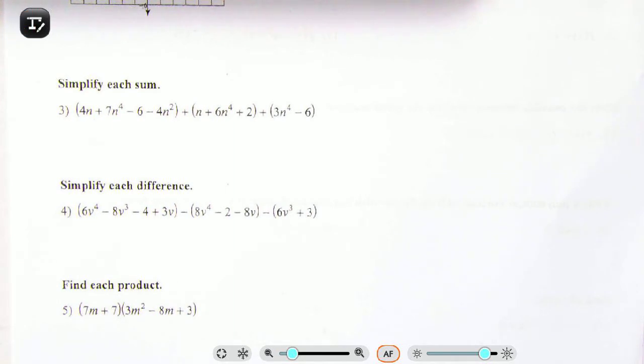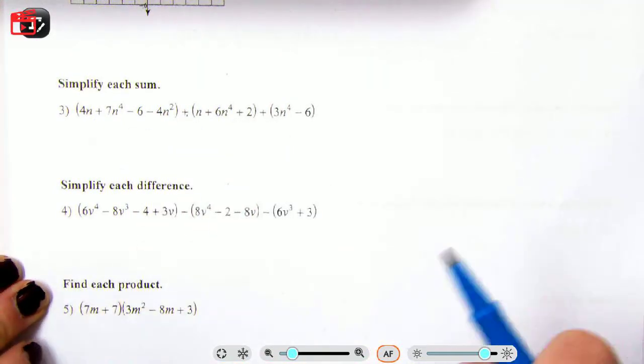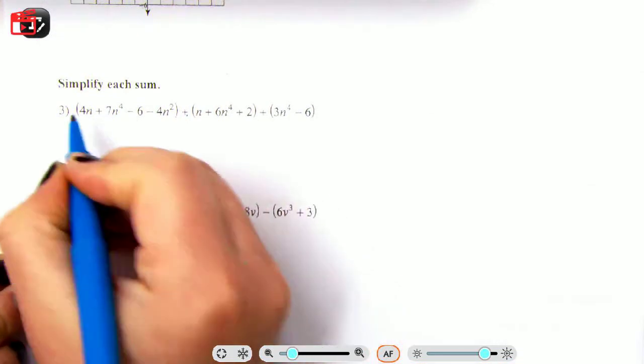Let's go ahead and get started. Number 3 is 4n plus 7n to the 4th minus 6 minus 4n squared. The way I like to address these problems is, we're adding here, so we're combining like terms with addition. So I like to underline things that are like terms.